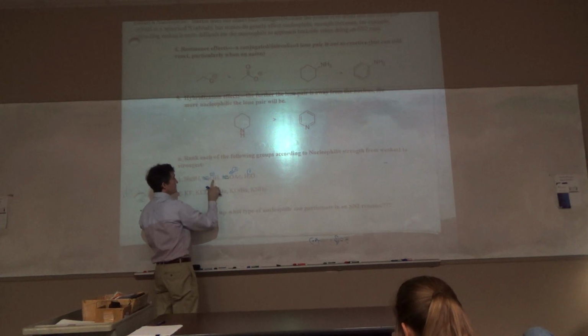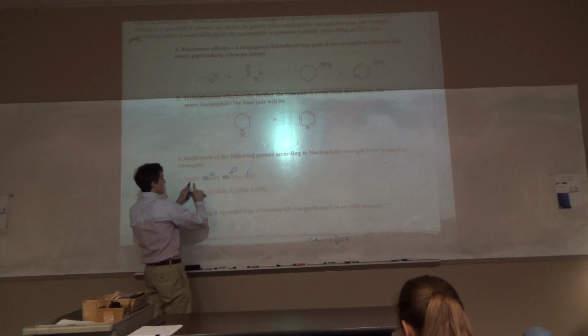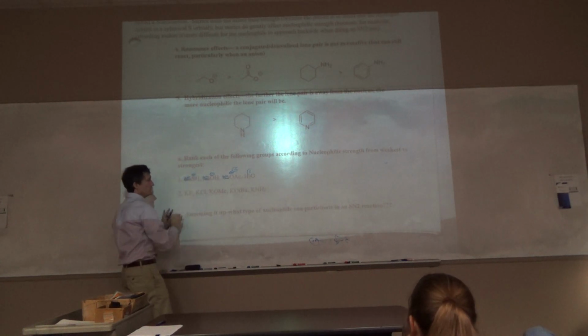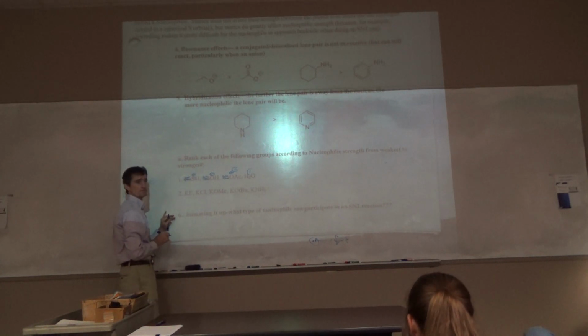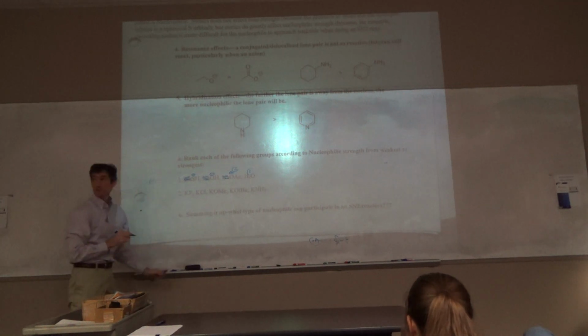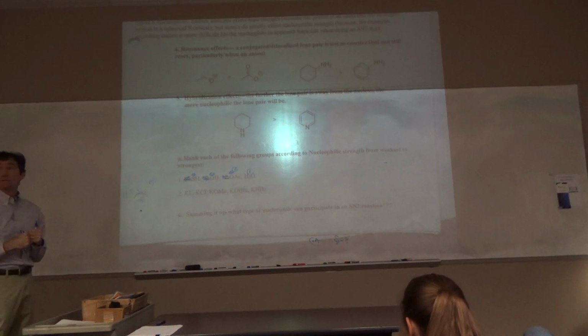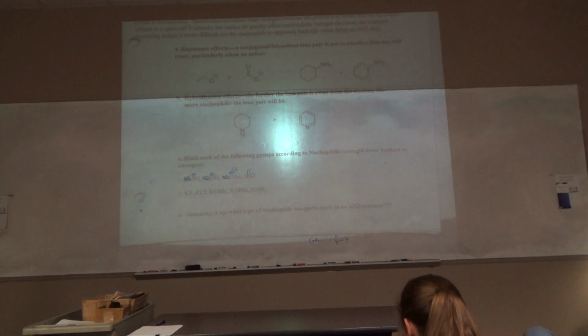This is certainly stronger than that, but what about this? How about let's compare these two? S minus or O minus, which is going to be the strongest or weakest? S minus is stronger. They're both anions. Why is sulfur going to be stronger? Because of electronegativity. That's more of a stability argument. S minus is more stable because it's larger. But we're not looking at stability, we're looking at nucleophilic strength.